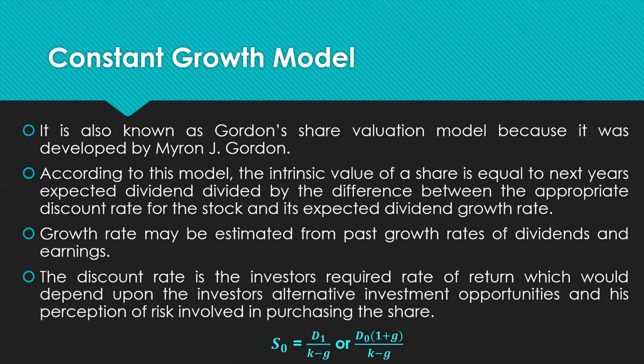According to this model, the intrinsic value of a share is equal to next year's expected dividend divided by the difference between the appropriate discount rate for the stock and its expected dividend growth rate. So there are two values here, which is the K value, which is the discount rate or the required rate of return for the investor, and the G value, which is the dividend growth rate. How much do you expect your dividend to grow each year? So you're going to find the difference between that, and the numerator is going to be the next year's dividend value. The next year's dividend value is calculated using the formula D0 into 1 plus G. D0 is the initial year's dividend value.